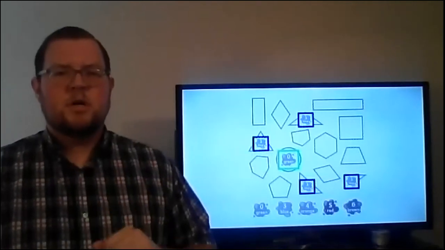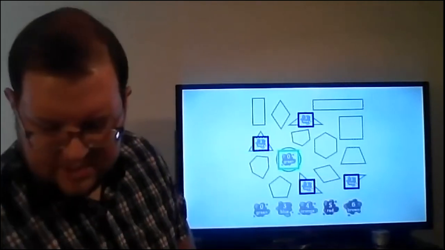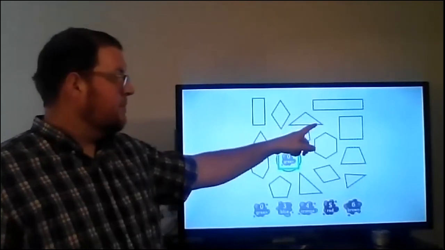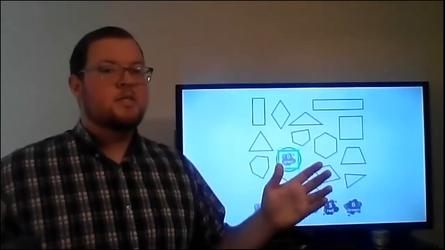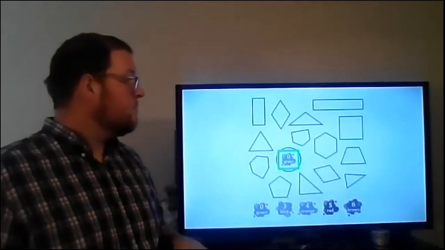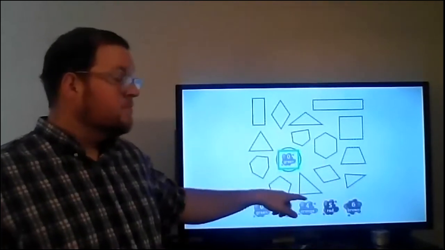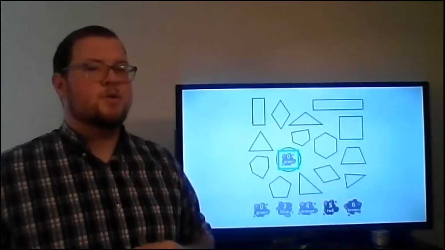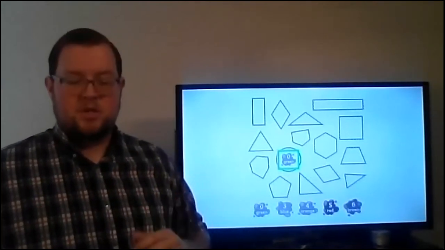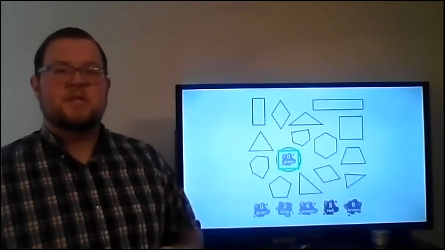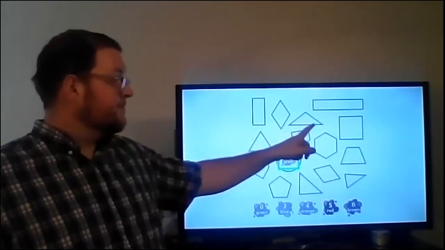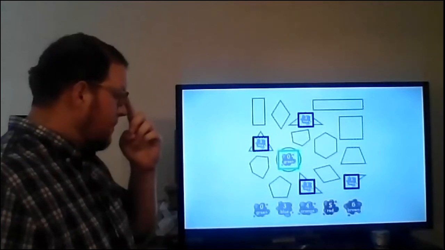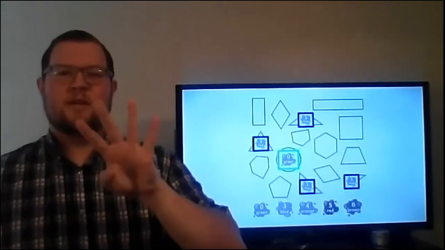Now, if you look, our triangles are a little bit different, each of them, because some of them have longer sides, some of them have shorter sides. Some of them have different shapes and angles, which we're not going to quite get into angles yet. But I want you to notice and see how there's a little bit of a difference between each of these triangles. Okay? Now, on to our 4-sided figures.